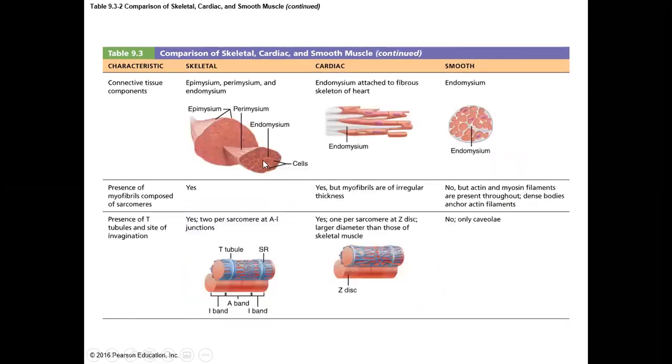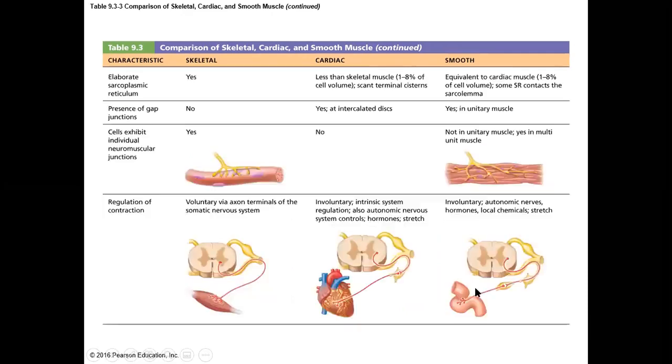The epimysium, perimysium, endomysium. Here the cardiac only has endomysium and the smooth only has endomysium. And then these are how they are innervated. In the skeletal muscle, you have those neuromuscular junctions, and in the smooth muscle, you have varicosities. And then in the cardiac muscle, you have the pacemaker setting the electrical signal.